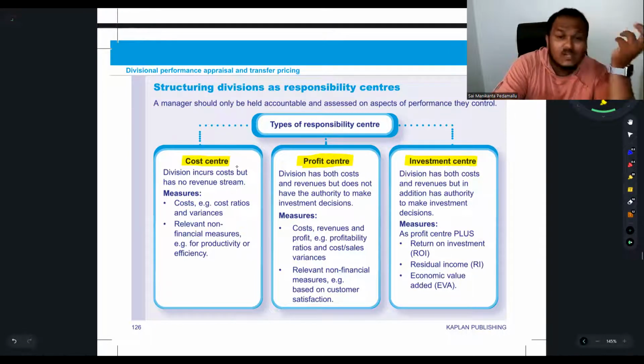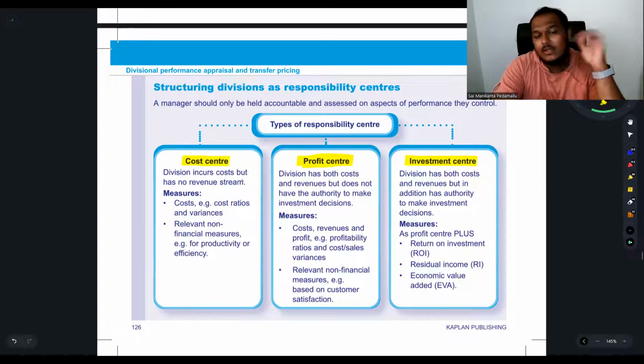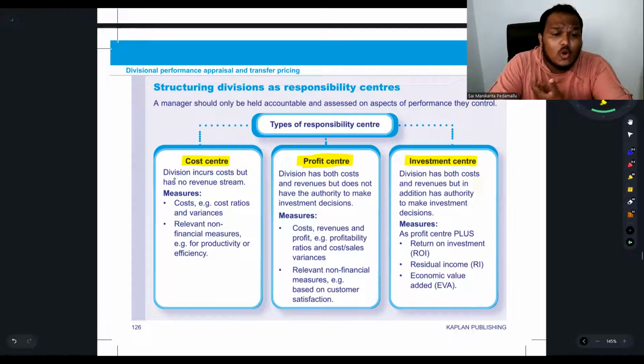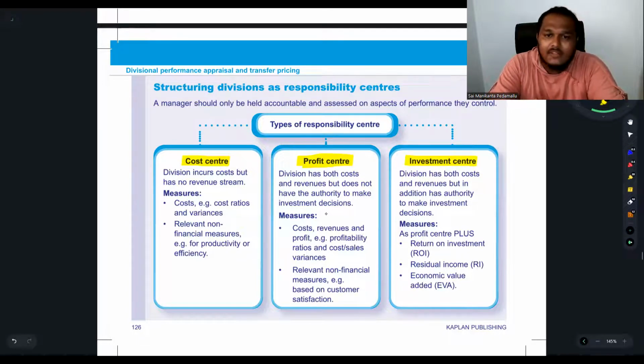Research and development is a cost center, right? So these things only generate cost for the company. There is no returns. Profit centers will have both cost and revenue associated with them. So there will be profits or losses. An investment center also invests in the business.